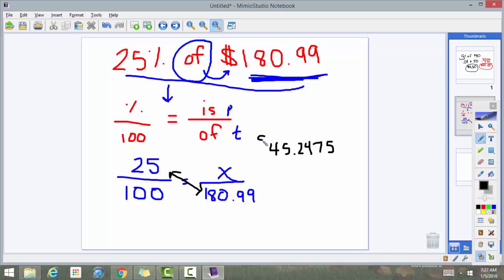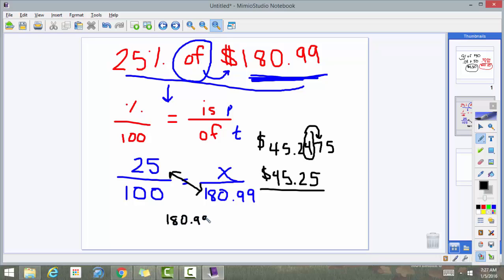So a couple things again. I know I'm working with discounts, which is money. So as soon as I put that dollar sign, this answer no longer makes sense for money. I have to round to the nearest penny. 5 or more, raise the score. 4 or less, let it rest. That 7 tells the 4 to go up by a penny. It's closer to 25 cents than it is to 24 cents. Can't forget the dollars in front, so this becomes part of the answer. $45.25 is the discount.